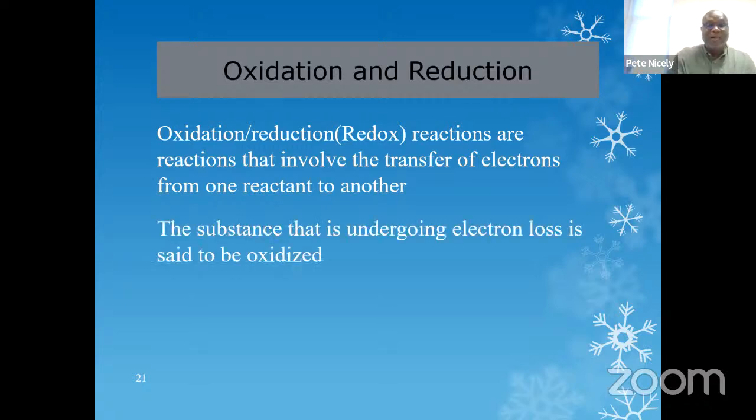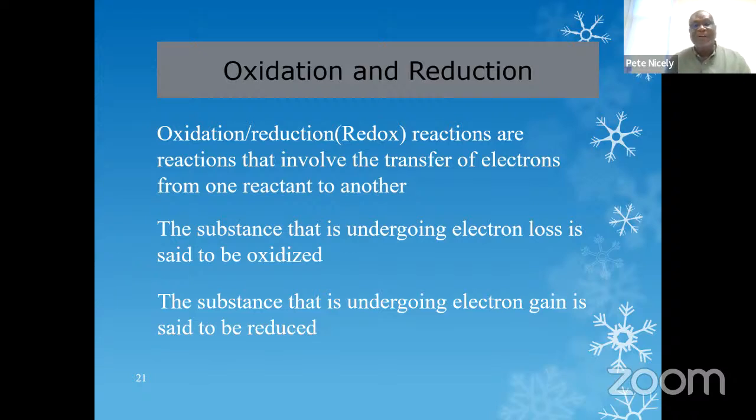So therefore, in terms of the actual definition of the individual terms, oxidation is what happens when you have an atom losing an electron in a reaction, and reduction is taking place where there is a gain of electrons by an atom in a reaction, all right?